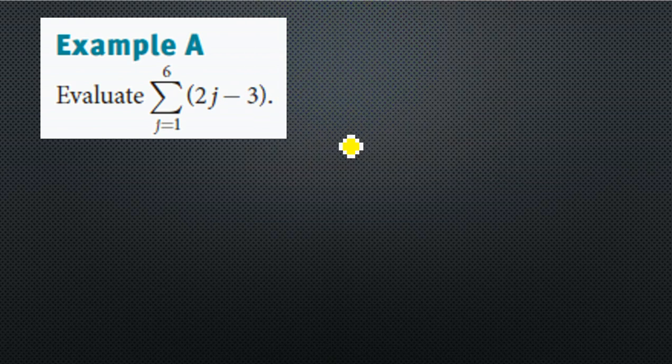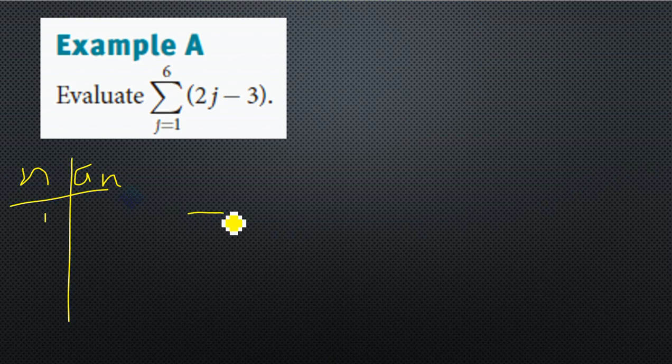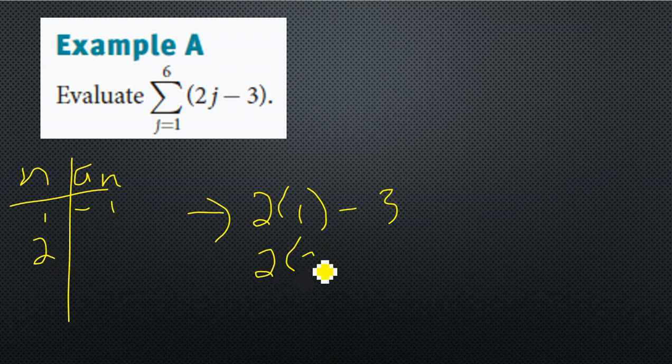So the first term of the sequence, okay, this is a of n. The first term of the sequence comes from this. We're going to use a 1 for j. So 2 times 1 minus 3. That's going to be negative 1. And then find the second term. We're going to plug a 2 in there for j, and we're going to get this. 4 minus 3 is 1.